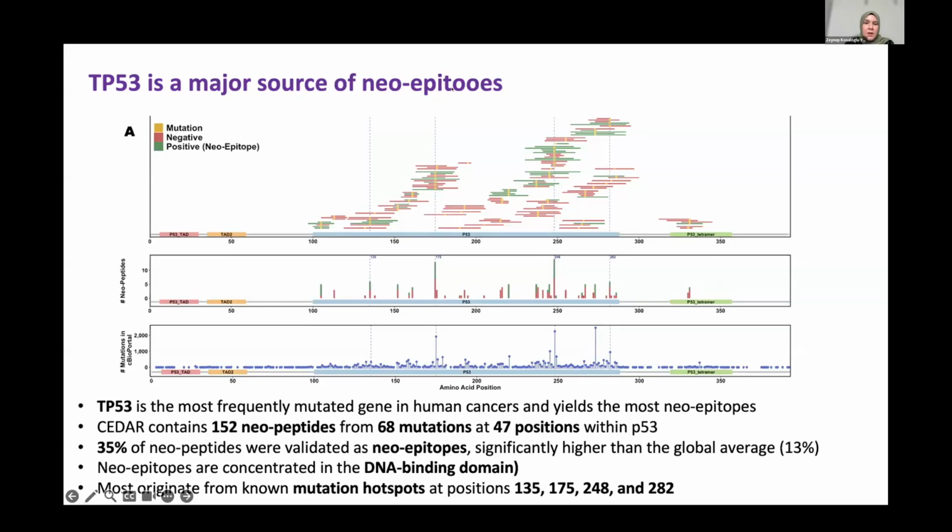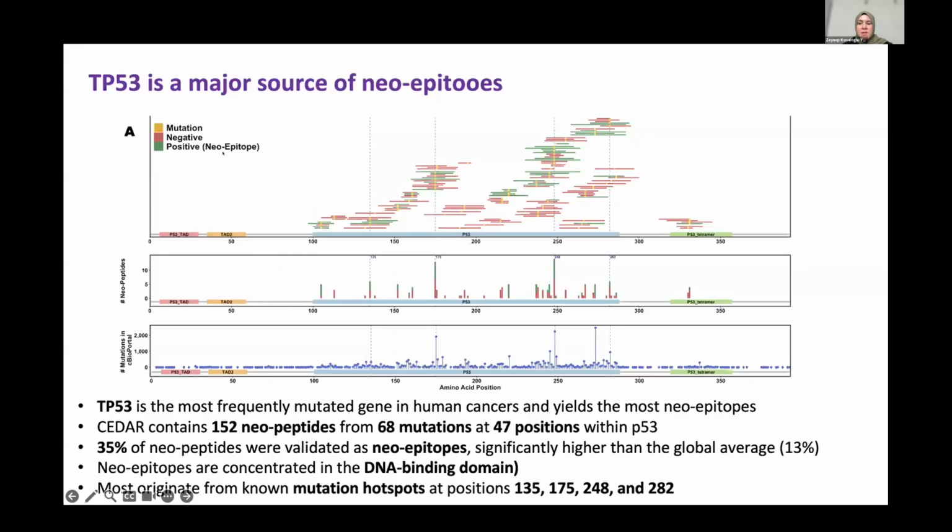So we have, again, here a visualization showing in the top panel the length of the P53 protein, and these bars are the different peptides that are in CEDAR. So in red, we have, again, the negatives, the neopeptides, and in green, we have the neoepitopes that had a positive assay result. And in yellow, we highlight the mutation position. And as we can see here, the majority of the peptides are actually located in this P53 domain. So this is the P53 DNA binding domain specifically, and it plays a very important role for TP53's function as a tumor suppressor.